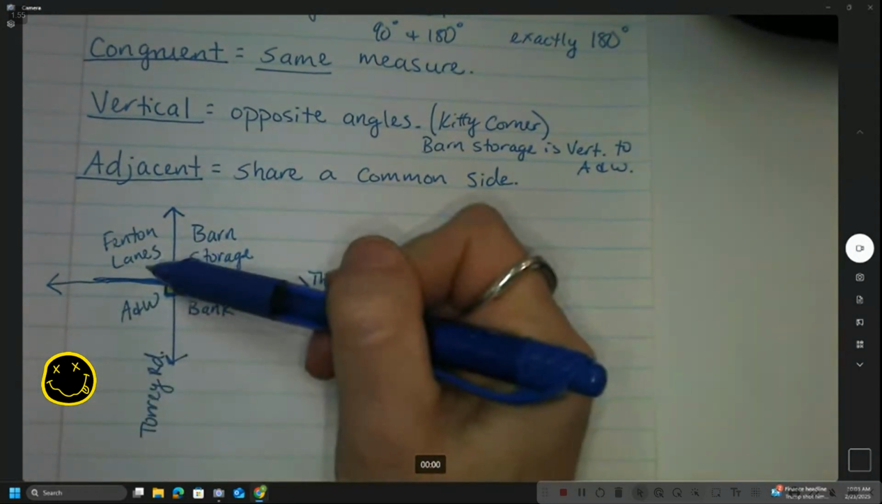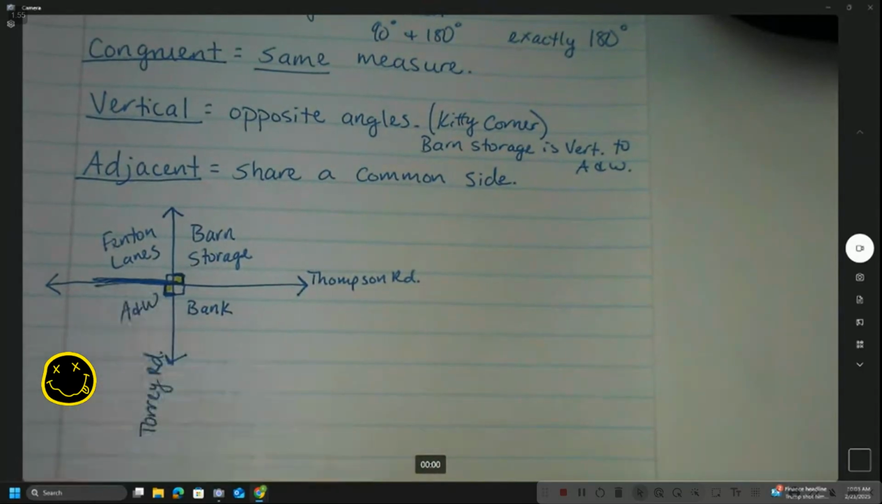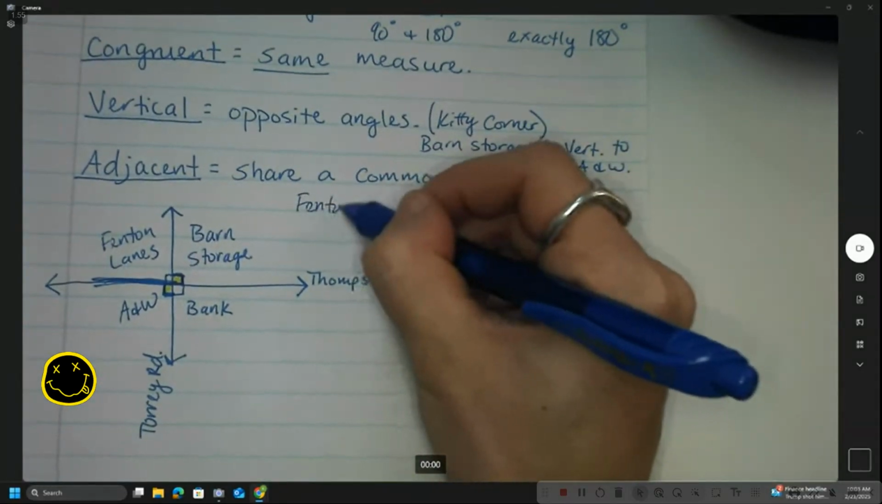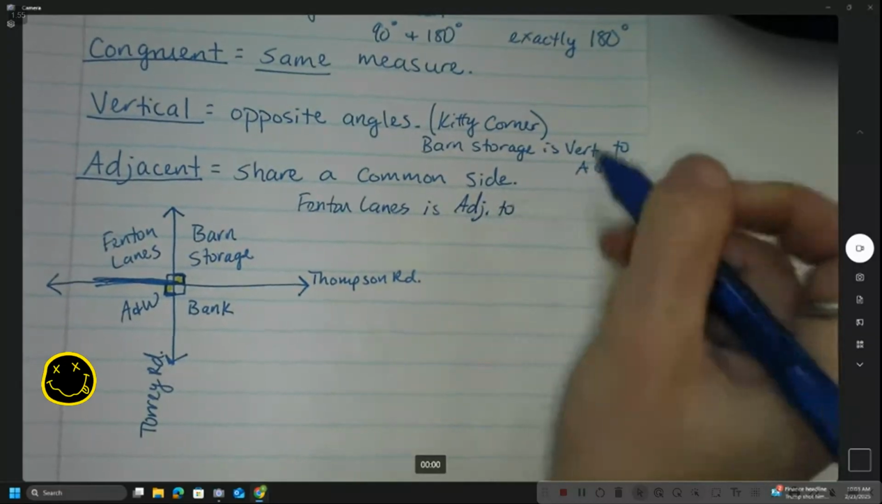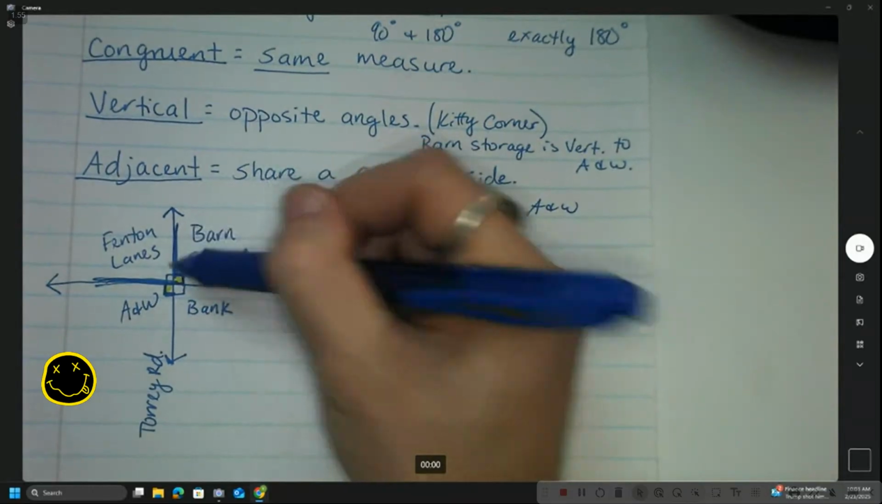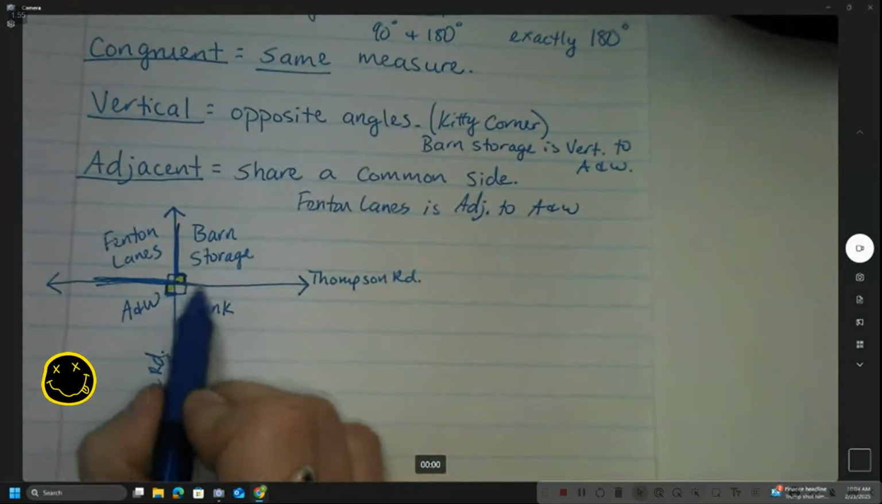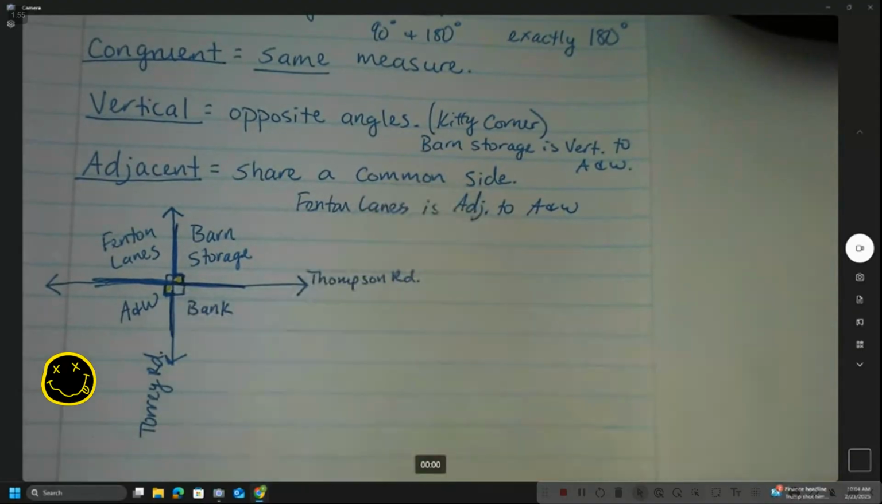This is where Fenton Lanes and A and W are adjacent angles to each other because they share that common side. So let's write that down as an example. Fenton Lanes is adjacent to A and W. You can also say Fenton Lanes is adjacent to barn storage. Barn storage is adjacent to the bank, and the bank is adjacent to A and W.